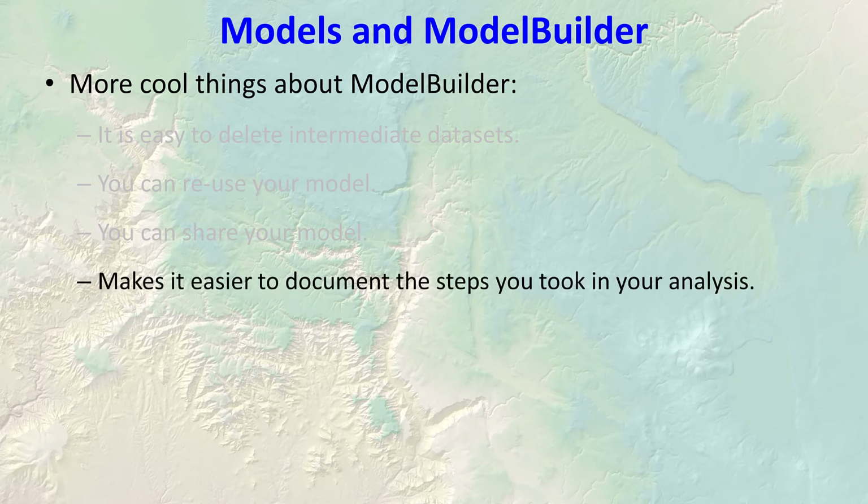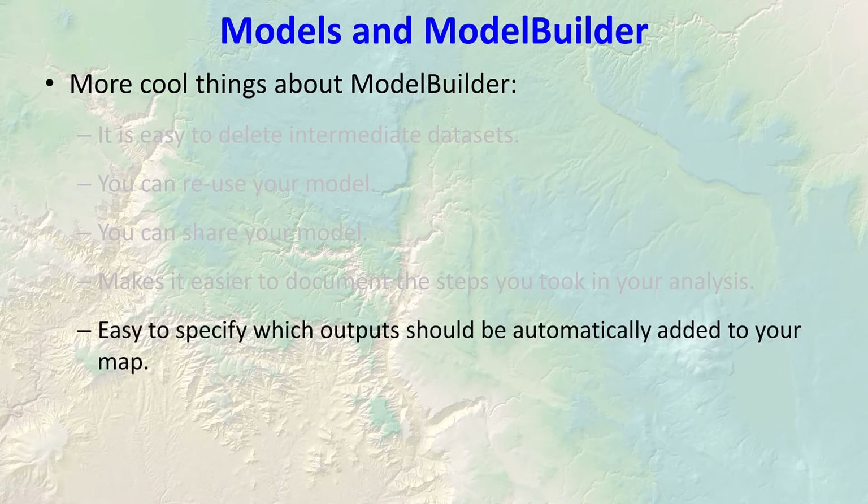Models make it easy to document the steps you've taken. This is really important at the end of the project when you're writing up what you did and your results. Sometimes it's tough to remember all the steps you took and in the exact order and what parameters you set for each tool. So if you've got all these tools stored in a model, then all you have to do is open up the model and you can look at exactly how everything was set up.